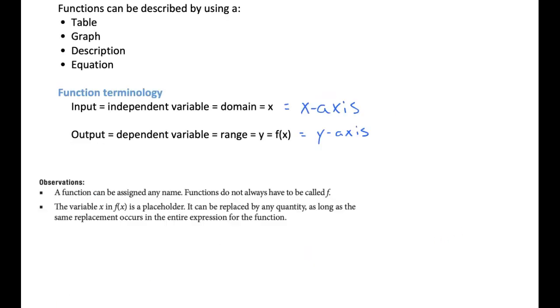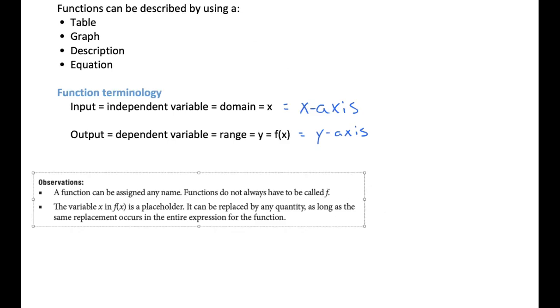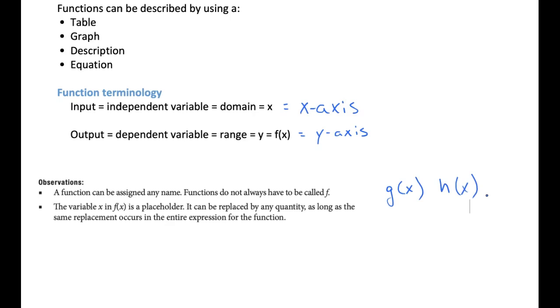Okay, a couple of observations, and you can find these in your book actually, but a function can be assigned any name. They don't have to be called f. So you'll see things like g and h often. You'll see g of x, you'll see h of x, and that's because often they're trying to denote different functions in the same scenario. Now we have a way to talk about different functions together.